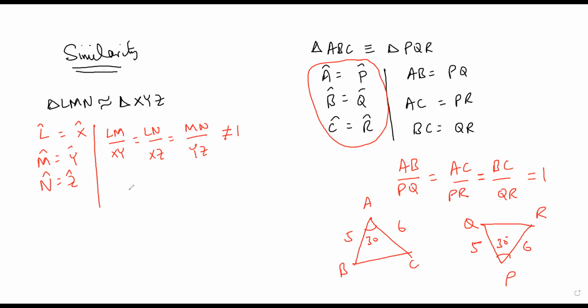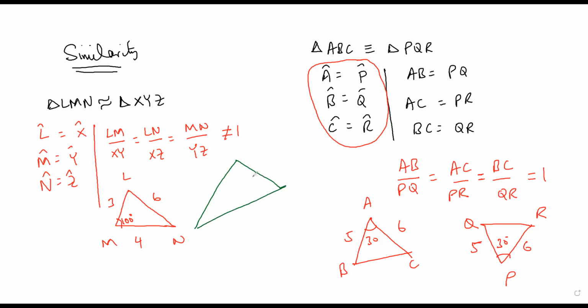Now what happens here? Suppose this is your triangle LMN. Suppose this side is 3, this is 4, and this one, let me write here, let's say this is 6, and this angle is, let's say, 100 degrees over here. And there is another triangle over here, which is the triangle XYZ. Now, suppose the triangle XYZ is going to be like this.